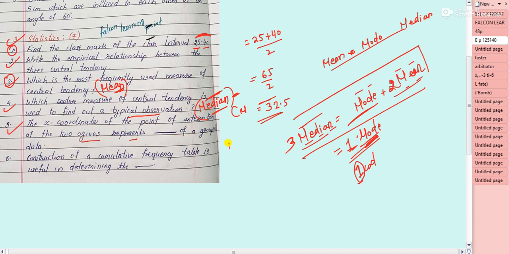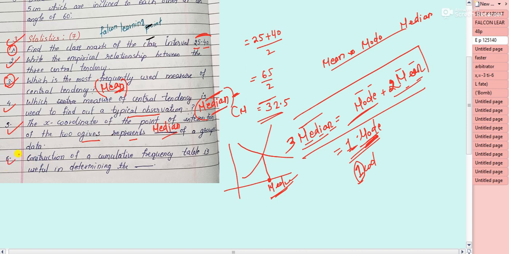Next is, the x coordinates of the point of intersection of the two ogives represent dash of the grouped data. Okay, ogive, like this, one is going like this, one is coming like this. So this joining on the x axis represents what? Yes, it represents median. The x-axis or abscissa represents median.